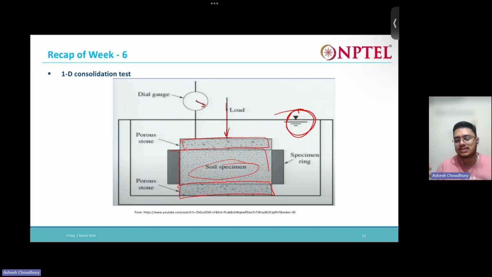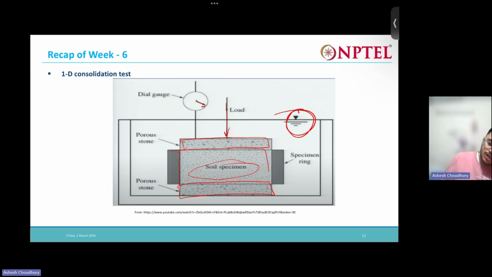One load is kept for at least 24 hours. Generally, say first you apply a 5 kg load, so the 5 kg load will be kept up to 24 hours. Then we increase the load to 10 kg, and the 10 kg load will be kept for 24 hours. So this consolidation test is a time taking experiment.